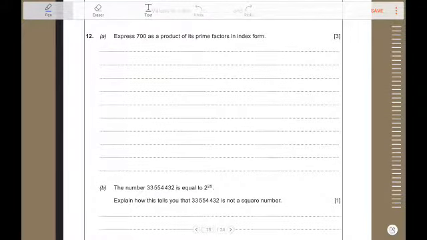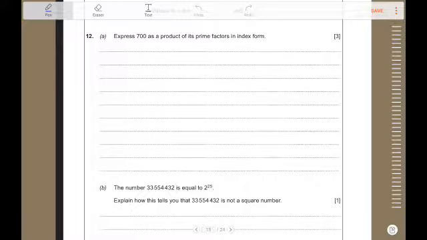Okay, hi, this is a question from WJEC GCSE Mathematics Intermediate Unit 1 paper, non-calculator. Okay, let's have a look at this. Express 700 as a product of its prime factors in index form. Now, basically, if you've practiced lots of these, this should be fairly straightforward. So I'm just going to go through the motions and show you what that means.